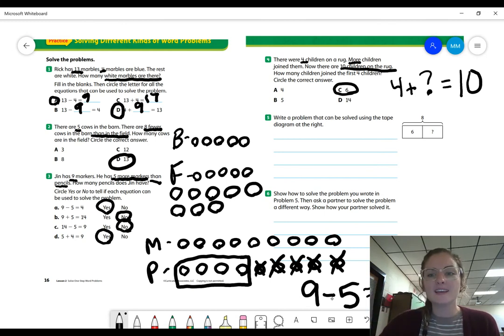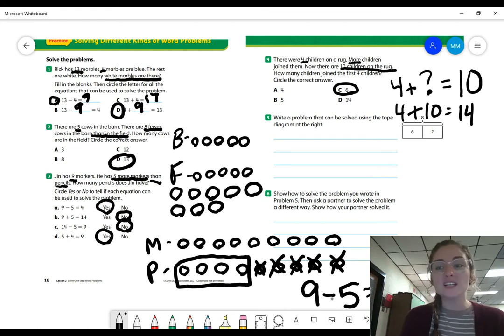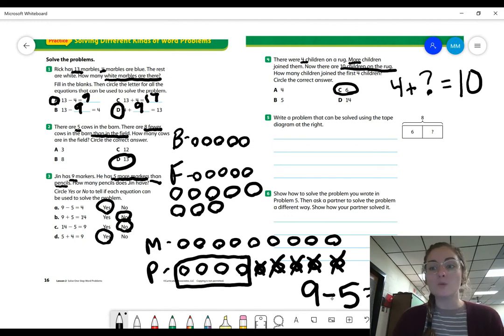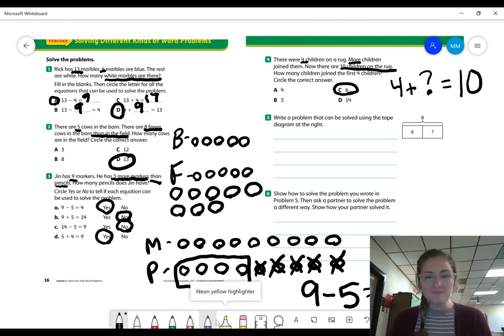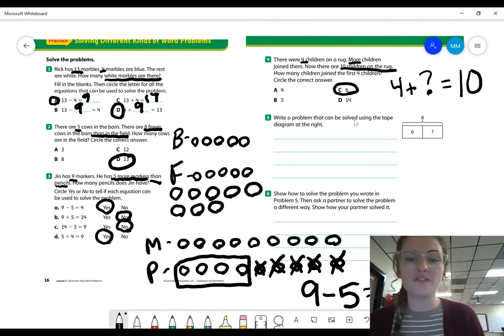Now, I see 14 right here. How do you think we could have got 14 with 4 and 10? If we didn't listen or read the story closely, we might have accidentally added 4 plus 10 to make 14, but our whole was what? It was 10. All right, let's look at number 5.